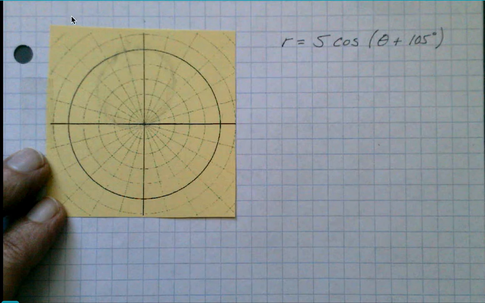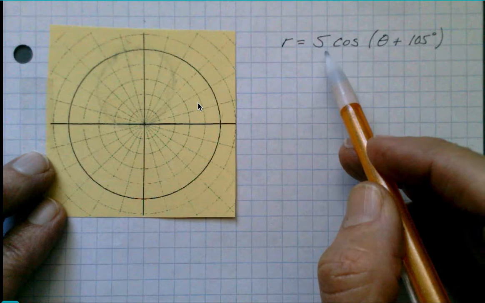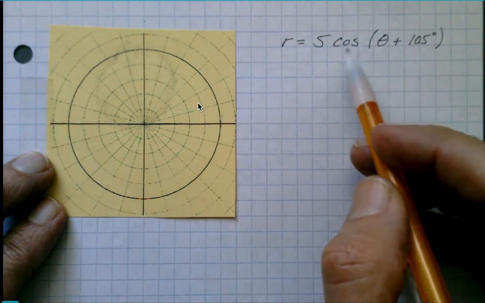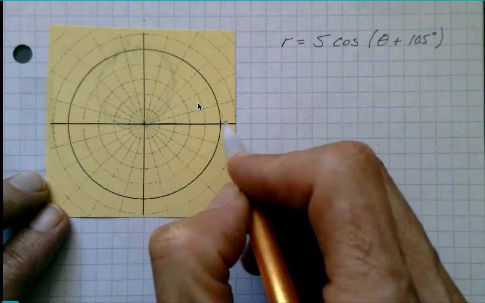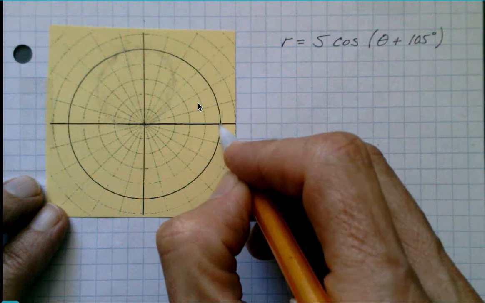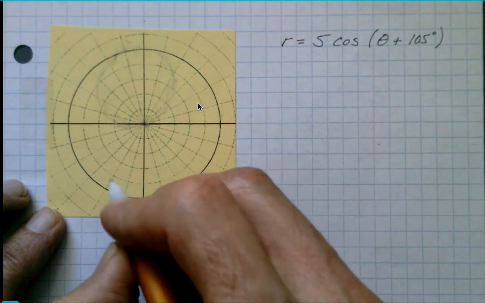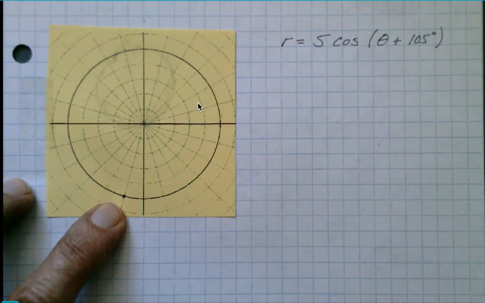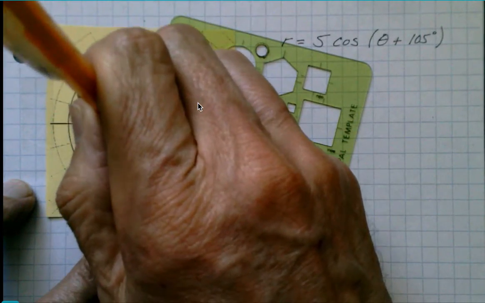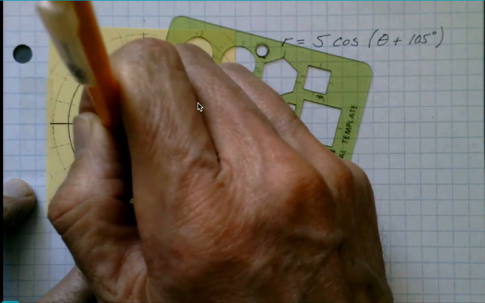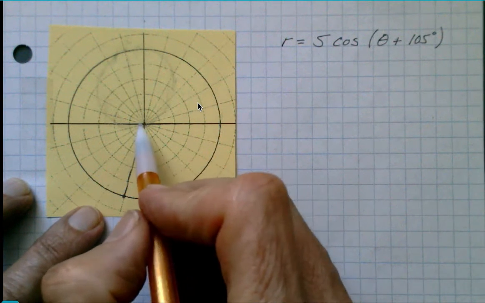All right, now we would like to do this without relying on Desmos if we can. So let's go through the steps in our head or on paper. First of all, the diameter goes out 5 units: 1, 2, 3, 4, 5. And then we're going to rotate negative 105 degrees: 15, 30, 45, 60, 75, 90, 105 right there. And so the diameter of our circle is right here, from the pole to that spot. And then we just try to draw a nice round shape.